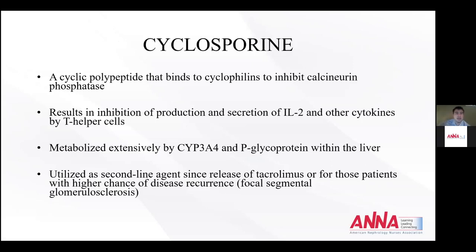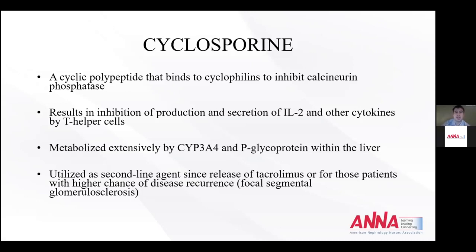Cyclosporin, a cyclic polypeptide, binds to cyclophilins that inhibit, again, calcineurin phosphatase. It results again in inhibition of production, so it doesn't allow proliferation or secretion of interleukin-2 or other cytokines. It's metabolized, just like tacrolimus, by CYP3A4 within the liver. So whether you're on either one, you've got to worry about those drug interactions and food interactions.